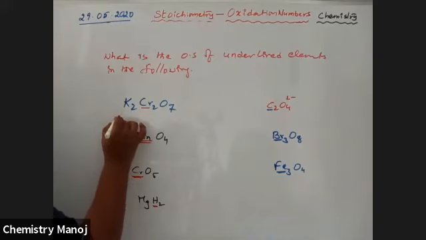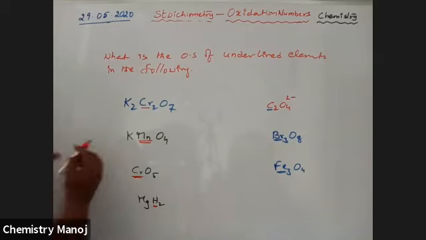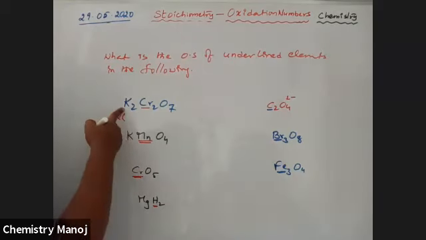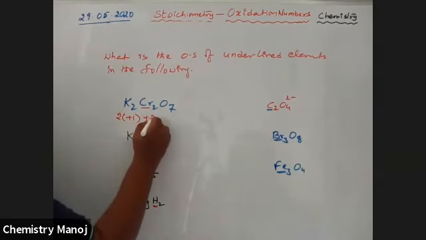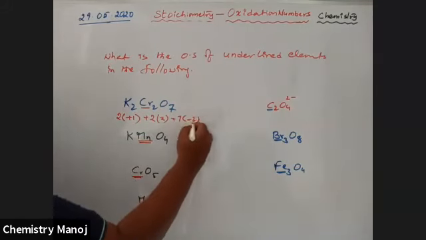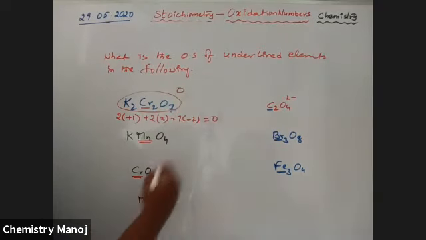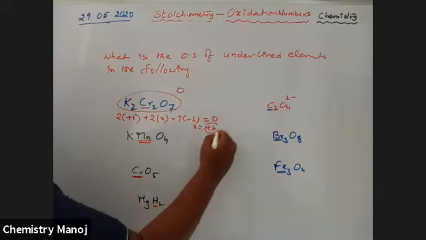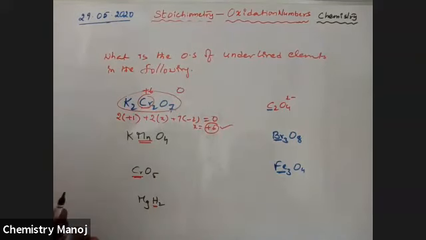2 potassiums, each potassium is a group 1 element, that's why plus 1 into 2. For each chromium, let the oxidation state be X, plus 7 into the normal oxide, which is minus 2. The total value, since there is no charge on it, is equal to 0. Therefore, X is equal to plus 6. Therefore, the oxidation state of chromium here is plus 6.